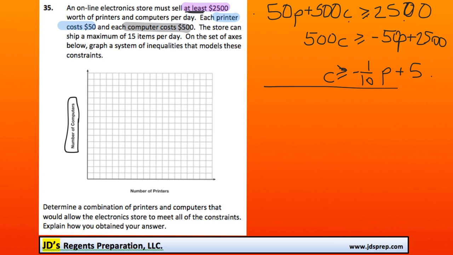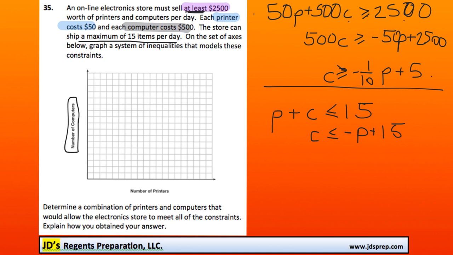Now, the second inequality is about the number of items they can ship per day. It's a maximum of 15. So if we add the number of printers they sell plus the number of computers they sell, it can't be more than 15, but it could equal 15. So the inequality we're going to use is P plus C is less than or equal to 15. And again, it's helpful to isolate C here, so C is less than or equal to negative P plus 15.